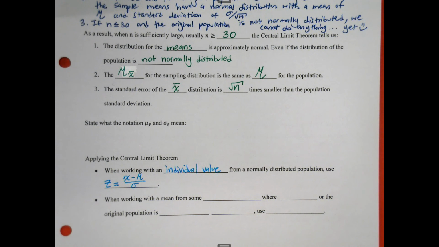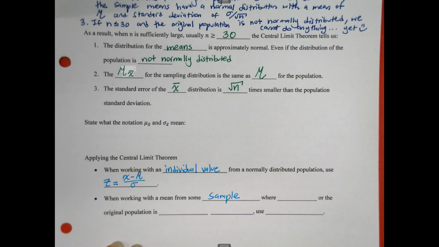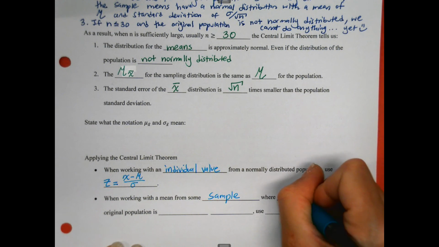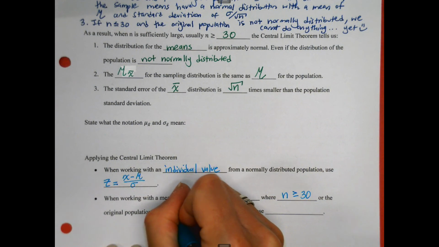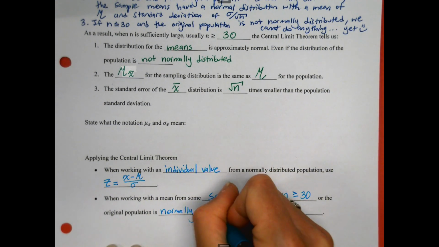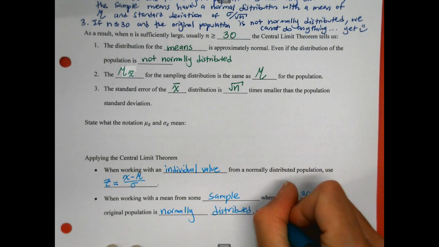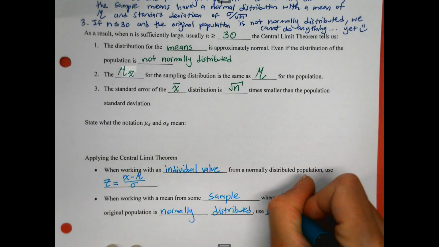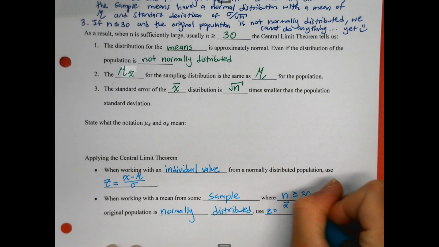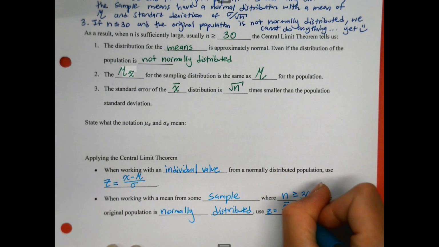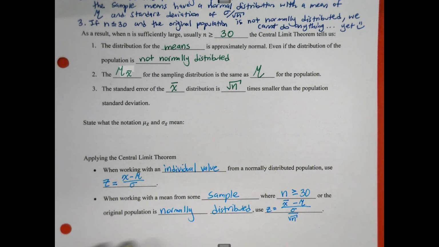Now, when working with a mean from some sample where our sample size is greater than or equal to 30, or the original population is normally distributed, we use z is equal to the sample mean minus the population mean divided by the standard deviation over the square root of n.